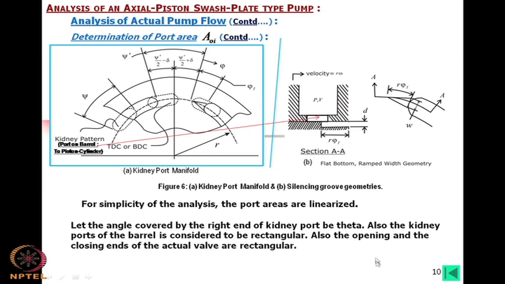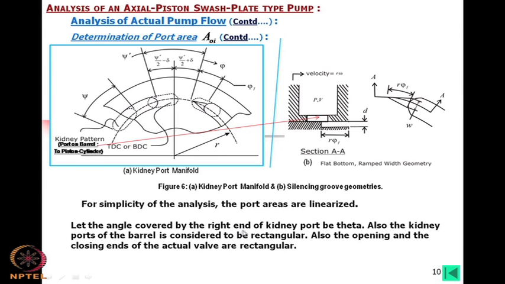Now, we are considering this area, I mean this kidney port pattern, this one of this shaft. Now, when we are calculating the area, we are considering this area.